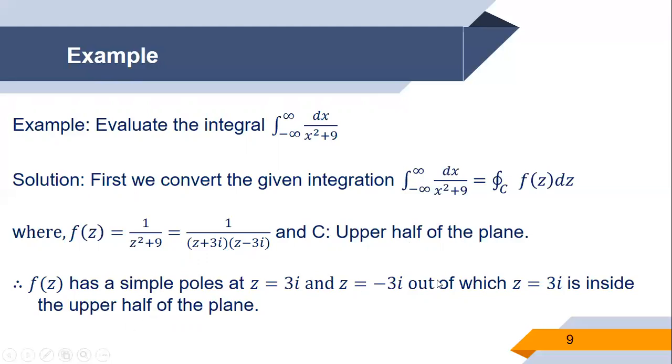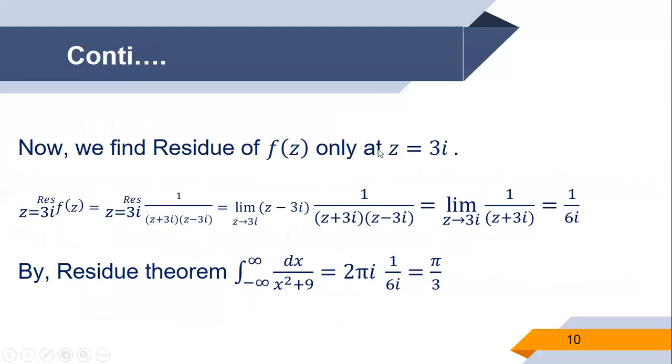z is equal to minus 3i. So x is 0, y is equal to minus 3, y negative, that means outside of the region. So therefore z is equal to 3i and z is equal to minus 3i are simple poles, out of which 3i is inside the upper half of the plane. Therefore, we find the residue at z is equal to 3i. This is a simple pole, so we use the formula for finding the residue of a simple pole.